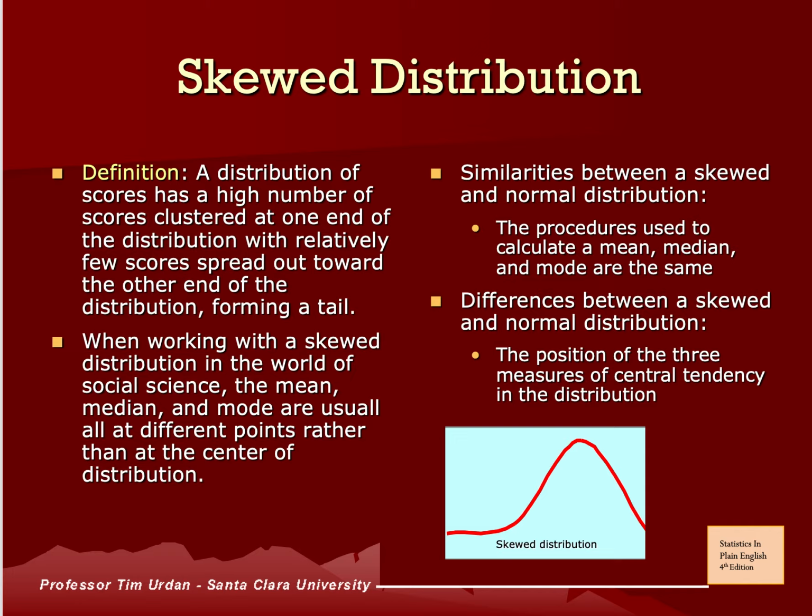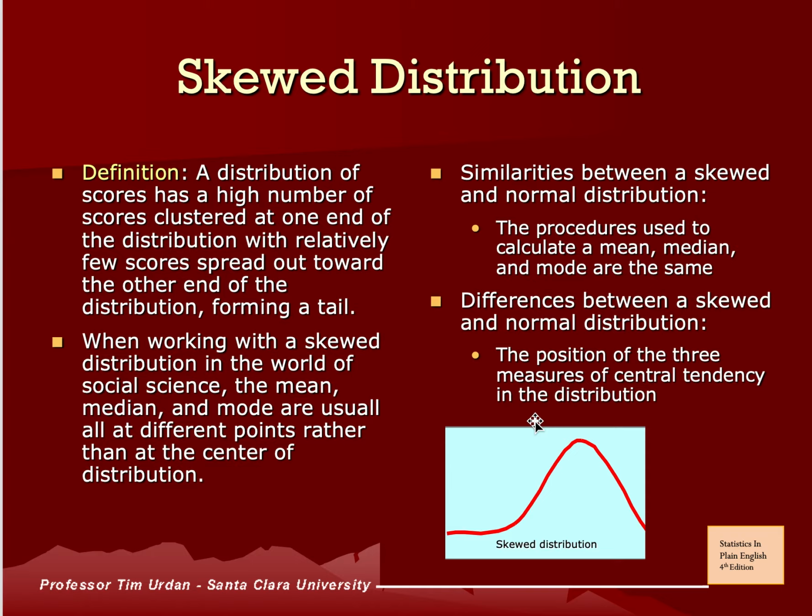So when I'm working with a skewed distribution, the mean, median, and mode are all over the graph. So if this is a skewed distribution, then right here could be the mode, the highest point, but maybe my mean is here and my median is here. So they're going to be very different with how you look at them. And that's important to take note of as you start making graphs of these distributions.